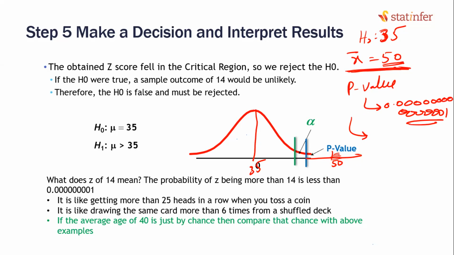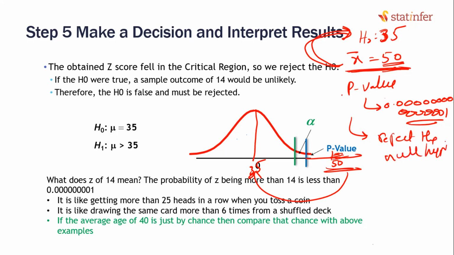If the p-value is very less, that means the test statistic is very far away from the null hypothesis. Do you agree with that point? If the p-value is very less, the test statistic is very far away from the null hypothesis assumed value. So do we accept or reject? If it is far away, we reject the null hypothesis. That means maybe it is not coming from the population average age of 35.